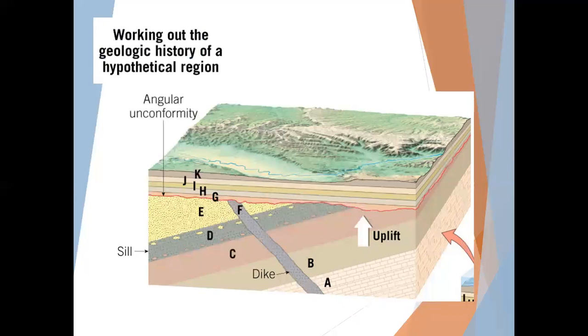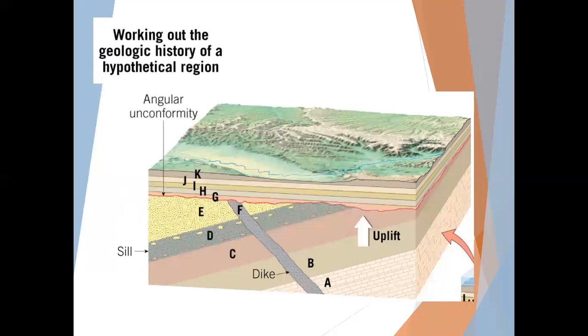So layer A is our oldest layer. It should have originally been horizontal, and then it would have had B, C, D, and E on top of it. F would have then cut through A, B, C, D, and E. But then we see that because F doesn't continue, there must have been some type of angular unconformity. And then the layers above that are G, H, I, J, and K that have formed normally.